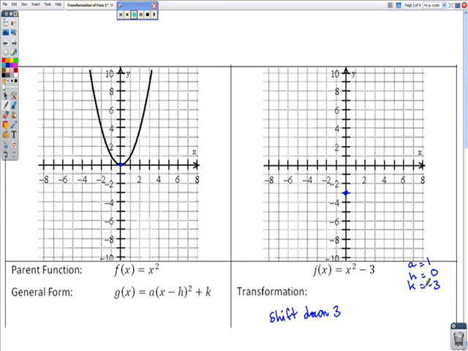If we tie that to the value of k, we know this k is negative. Well, where are the negative values of y? They're down. So that's the down part. And then the value of k is negative 3: the negative is down, and the 3 is how far down we need to go.